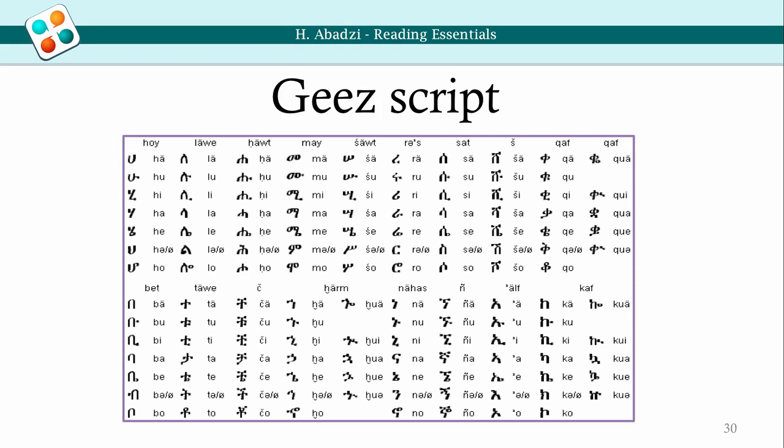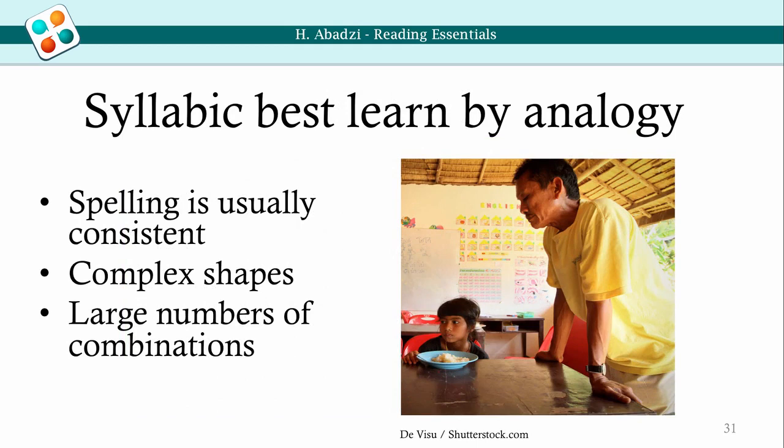Ethiopia and Eritrea use a script that was derived from a southern Arabic alphabet. It is a large matrix with some pattern irregularities. Without sufficient practice, students reportedly need 4 years to learn it.